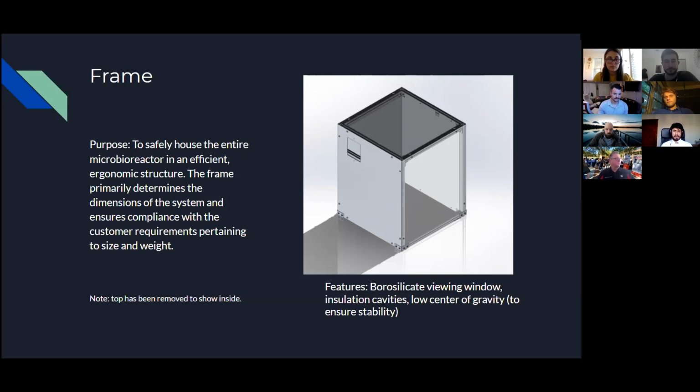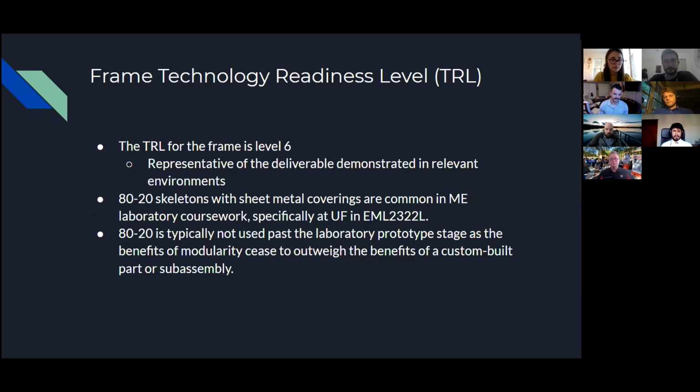The technology readiness level for this system is level 6 because 80-20 extrusion is typically just used in a laboratory environment. Should this design move past the prototype stage, we would definitely use a purpose-built rigid frame to further simplify our design and reduce the part count.